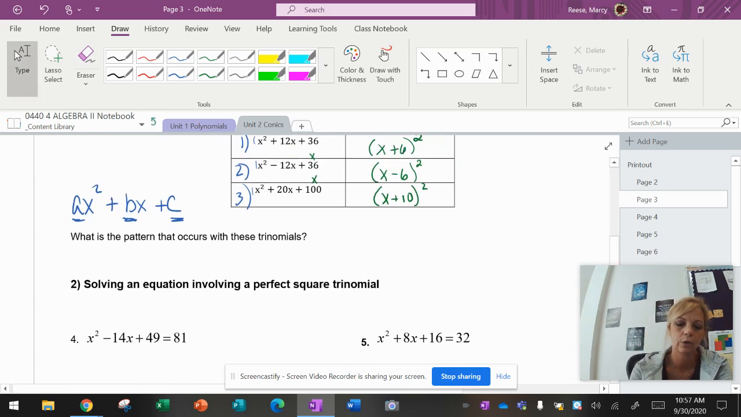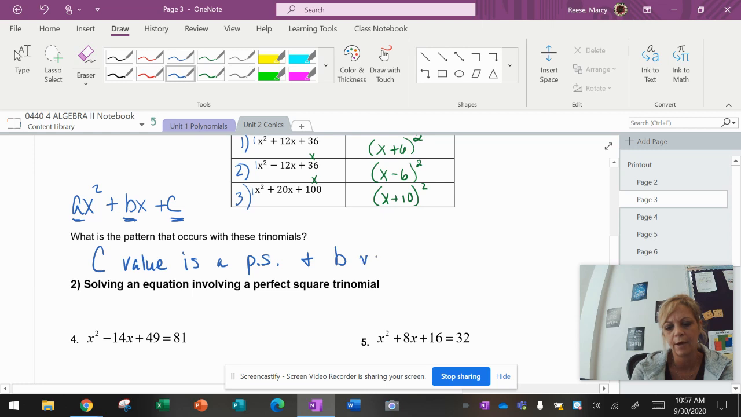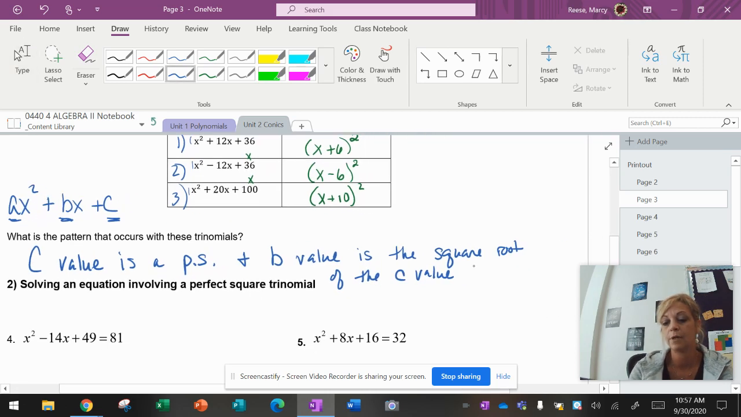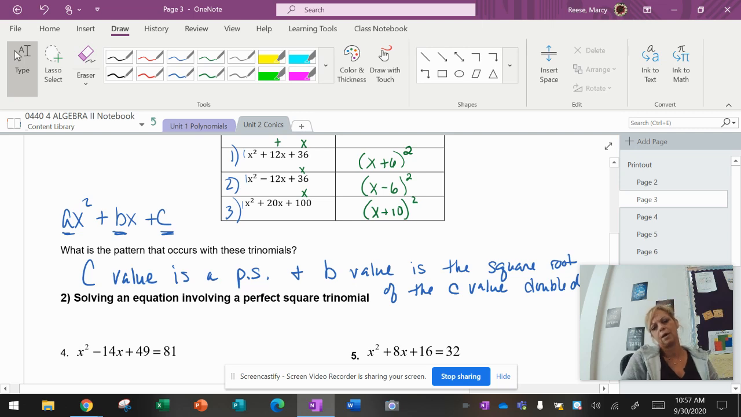So what pattern occurs with these trinomials? The C value is a perfect square. And the B value is the square root of the C value, doubled, or times 2. We're going to say doubled. So think about how that works.